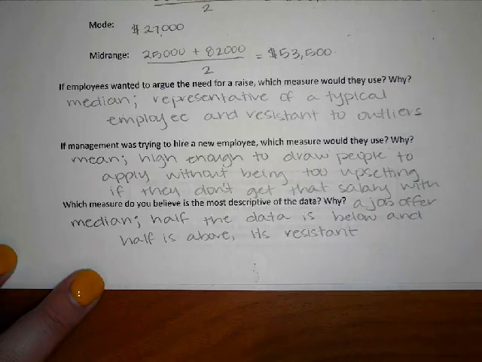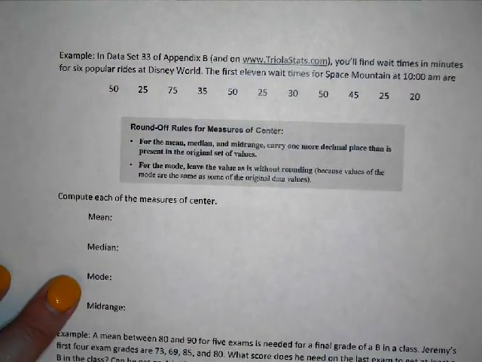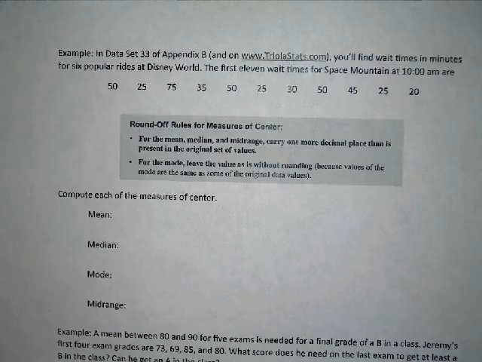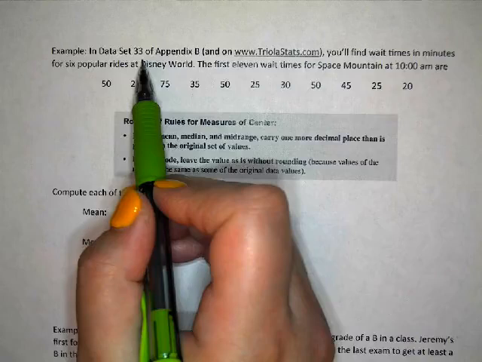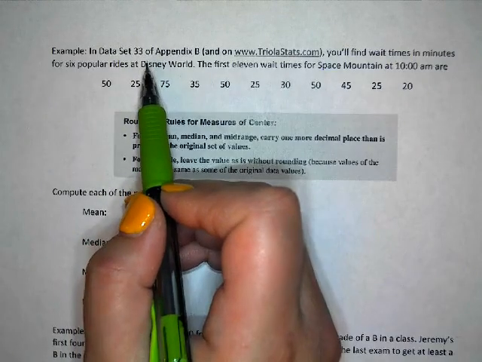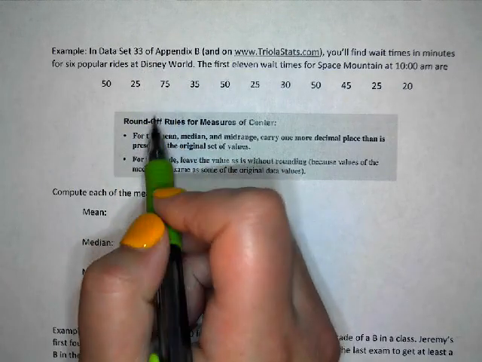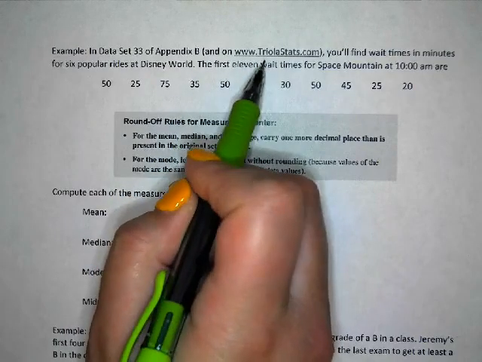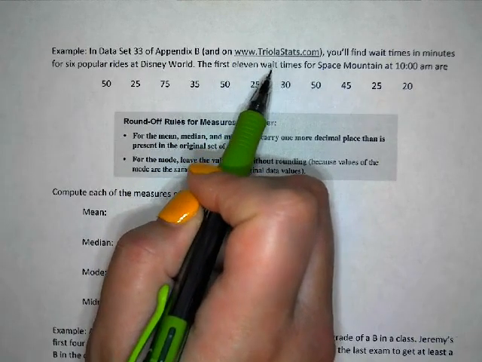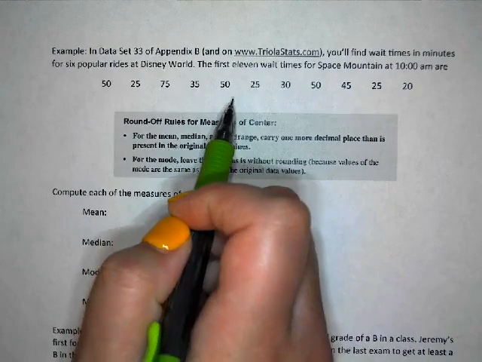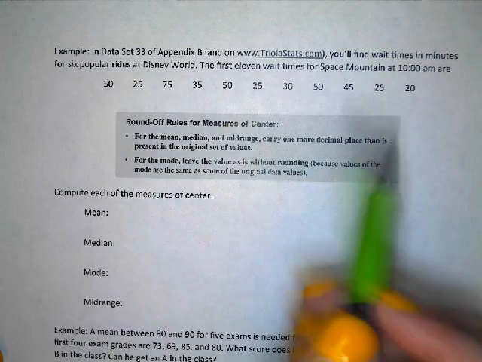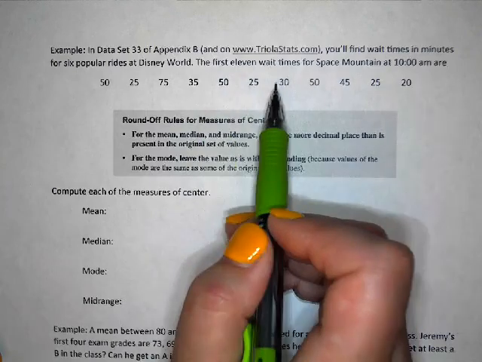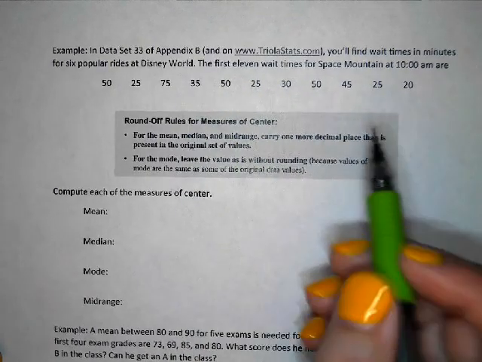Okay, next we're going to look at another example. If you look in your textbooks, there's Appendix B, which has different data sets in it, and data set 33 is referenced, and it has different wait times for popular rides at Disney World. And if you look at triolastats.com, it has the full data set. So they did this in the textbook, and then I went ahead and used the same data. They took the first 11 wait times for Space Mountain at 10 a.m., and there were hundreds of data points, but we just used the first 11.